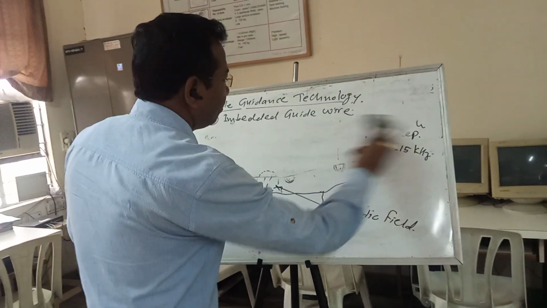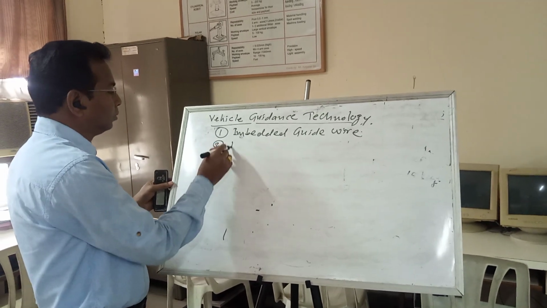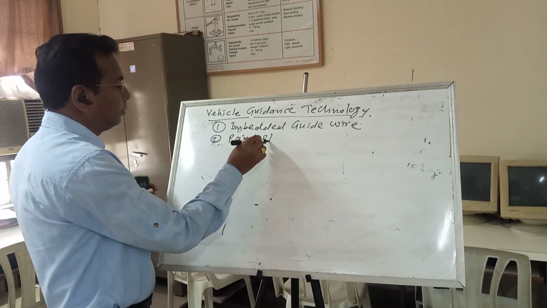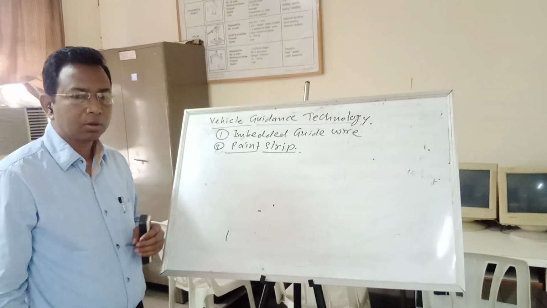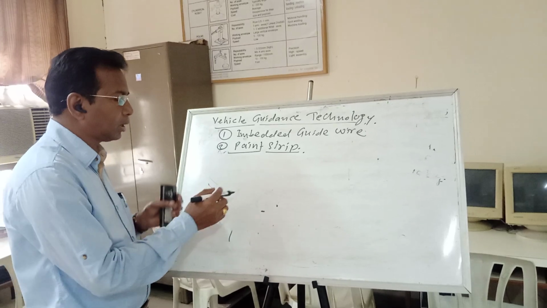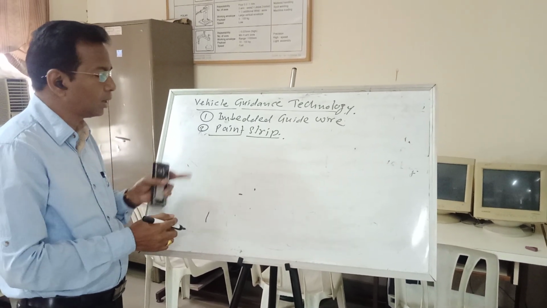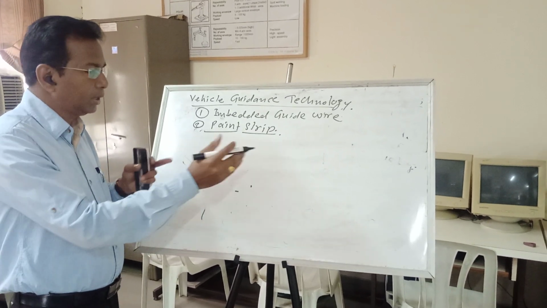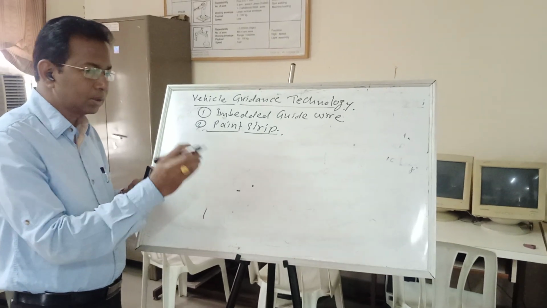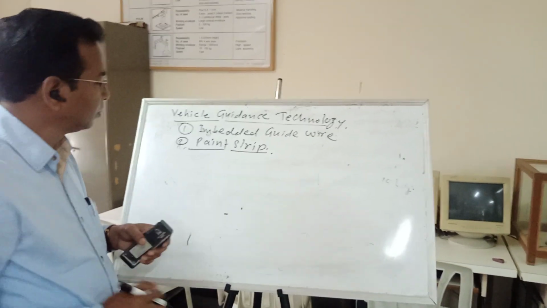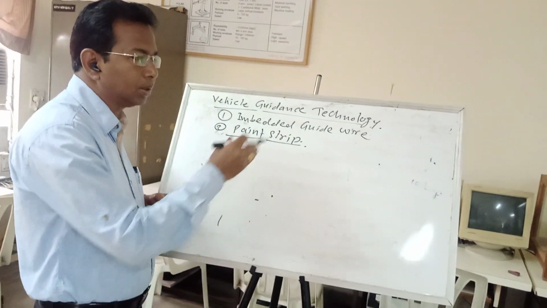The second one is the paint strip. Paint is spread or painted on the floors in any industry. This paint strip is the defined pathway for our AGV vehicle, the automated guided vehicle, to move along. A sensor is built into the vehicle, and after tracking the paint strip, the vehicle proceeds in the forward direction.